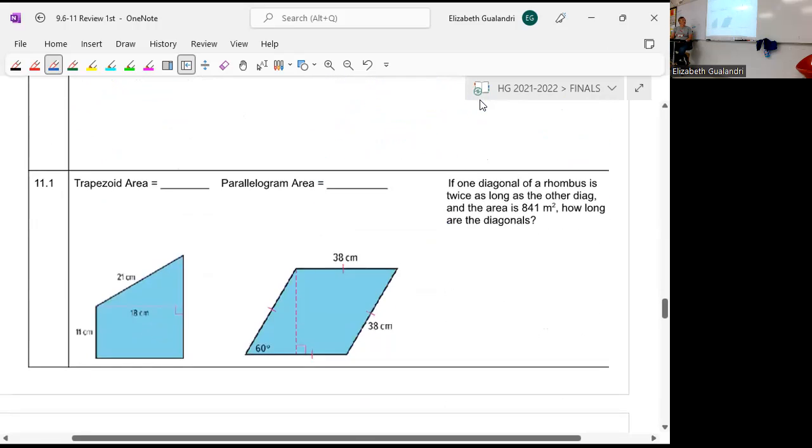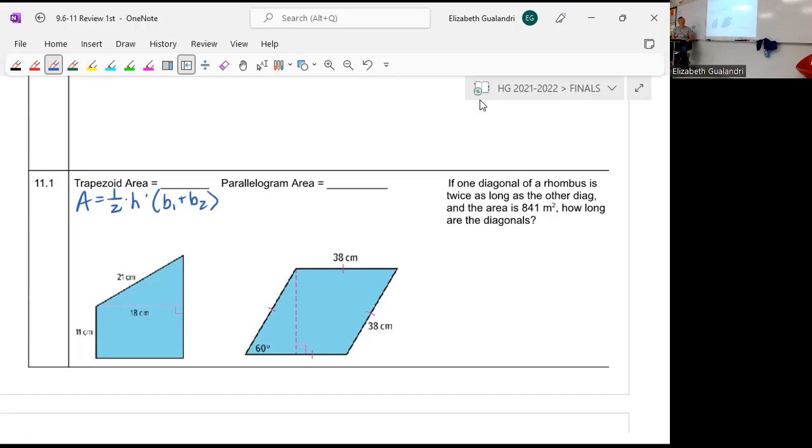Okay, so that led us to chapter 11, which I think all of us liked. It was when we got into areas and stuff like that. And we did pretty well. So trapezoid, your area formula, again, you don't have to have them memorized because you're writing them down right now. If you don't write them down, you have to have them memorized. But it is 1/2 times the height times base 1 plus base 2. So that's my trapezoid area.